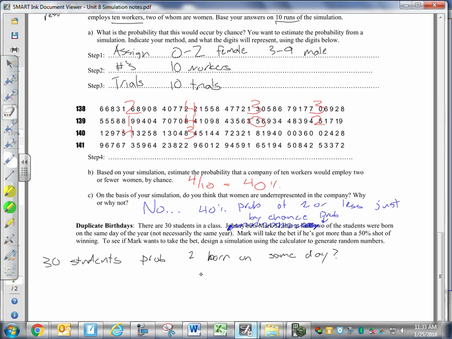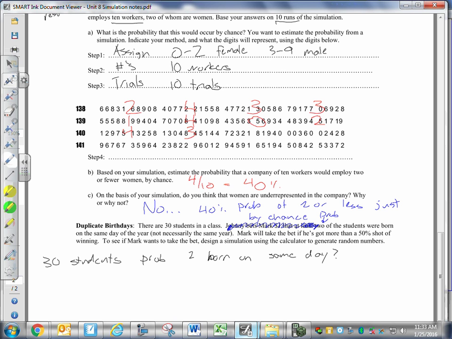We can simulate that. Okay? Everybody get a calculator out. Turns out it's not that crazy to have the same birthday if you have enough people in your class. Yeah, my sister's birthday is January 6th. Okay, everybody get a calculator.